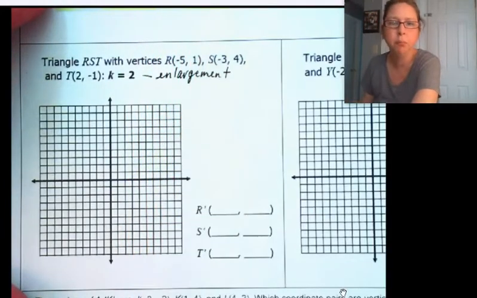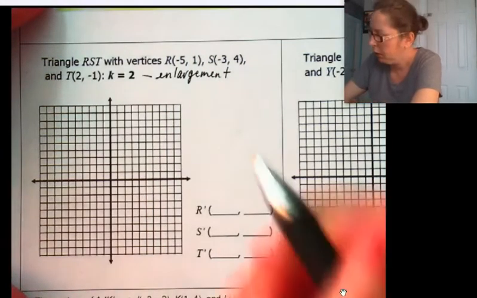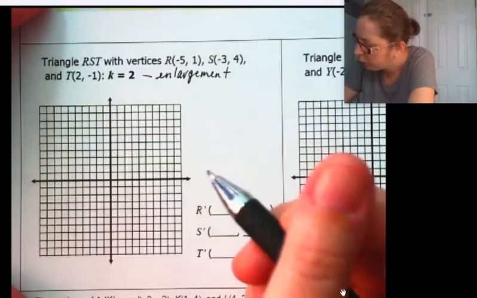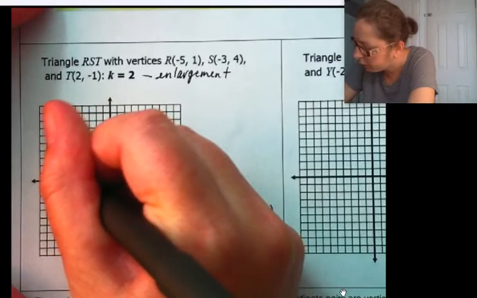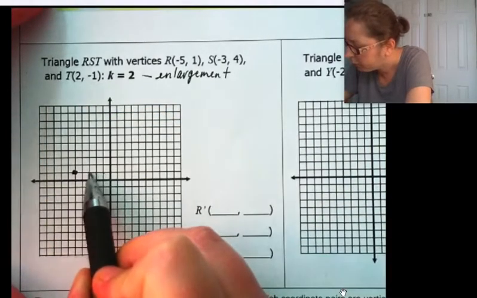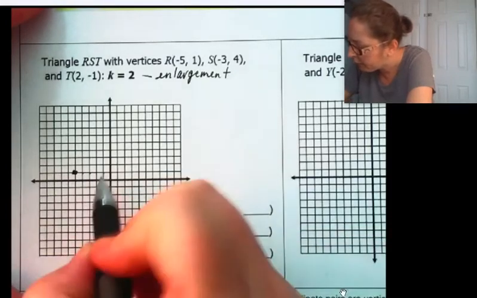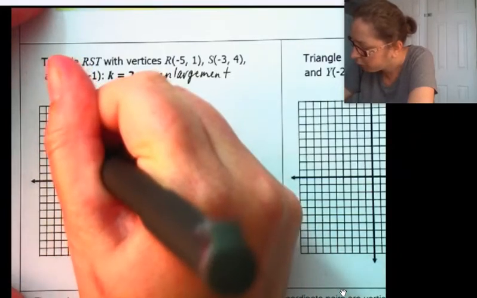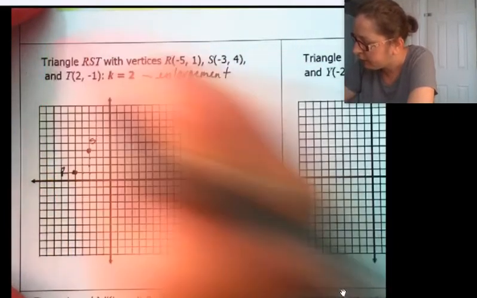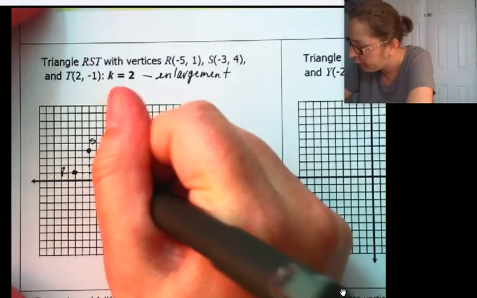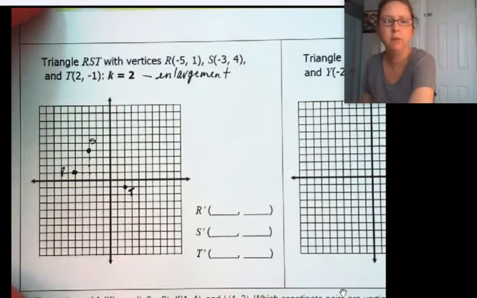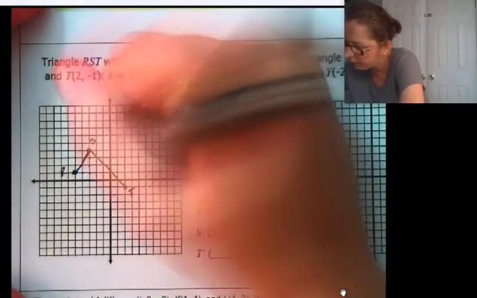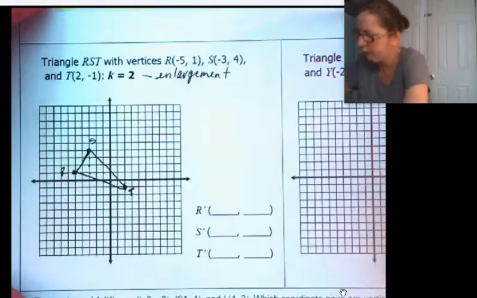And let's go ahead and just plot these points really quickly. R is at -5, +1. Okay, S is at -3, up 4, and then T is at +2, -1. So this is what our original triangle looks like. I'm going to try to connect these points so that we can actually see the triangle.